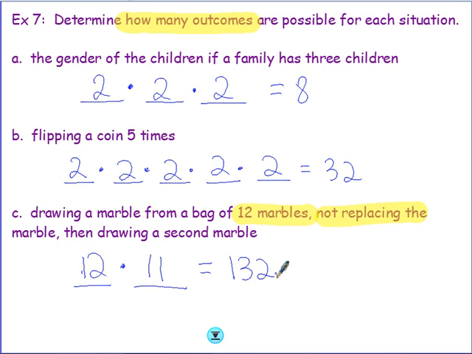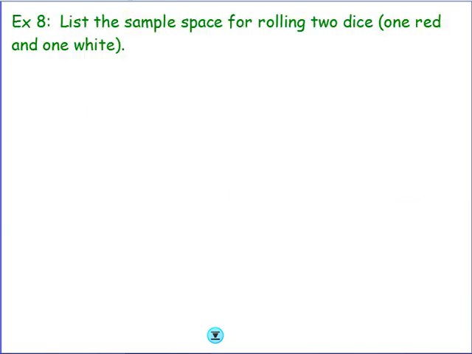So let's look at our next big application problem. You are listing the sample space for rolling 2 dice. One is red, one is white. So your first die, you have the numbers 1 through 6. The second die, you also have the numbers 1 through 6. We're pairing them together and listing every option. I do this systematically. The first die is not going to change. It's going to stay 1 the whole time. So 1 gets rolled all the way down.